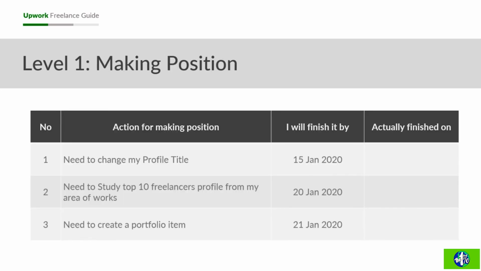Then make a table like you see on the screen. Set a deadline for each reason and start fixing it. You may fail to do some tasks in the first place. For example, you may fail to make a portfolio item by 21st Jan. In that case, write it again and set another deadline for the task. You can apply this method for any reason you find that causes you failure. In the beginning, it is difficult to do, a little boring, but with practice, it will be easier.